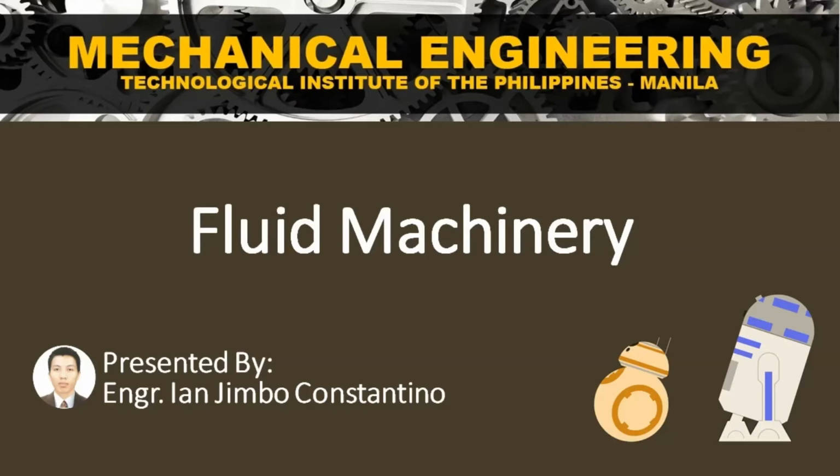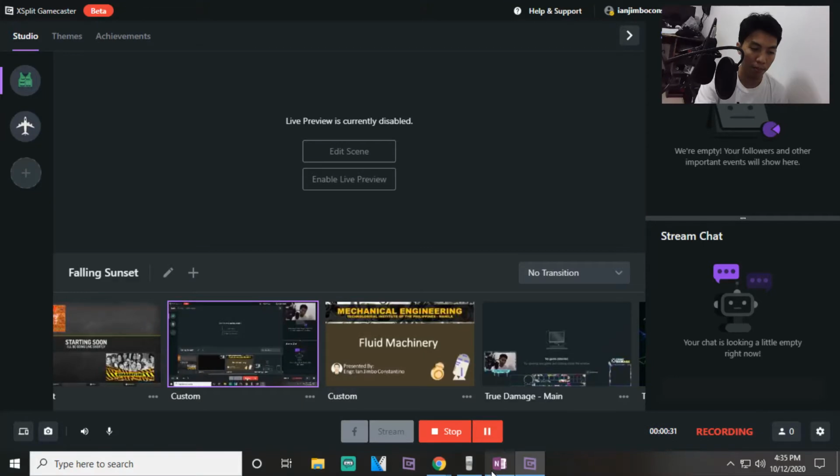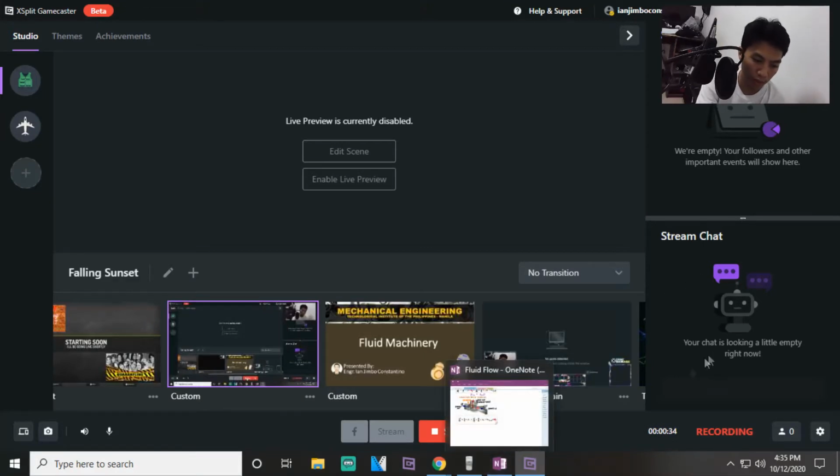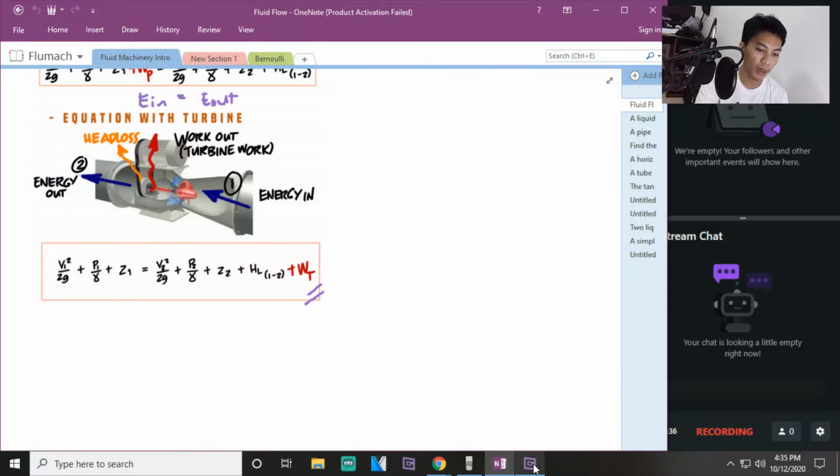Okay, good day class. Last meeting pinag-usapan natin yung ating fluid flow where napag-usapan natin yung conservation of mass. That mass is what? That mass is constant throughout the flow in the system. So, what better way para maipakita natin kung ano yung mga dapat nating gawin is to solve different types of problem. So, let us proceed with solving our problems.